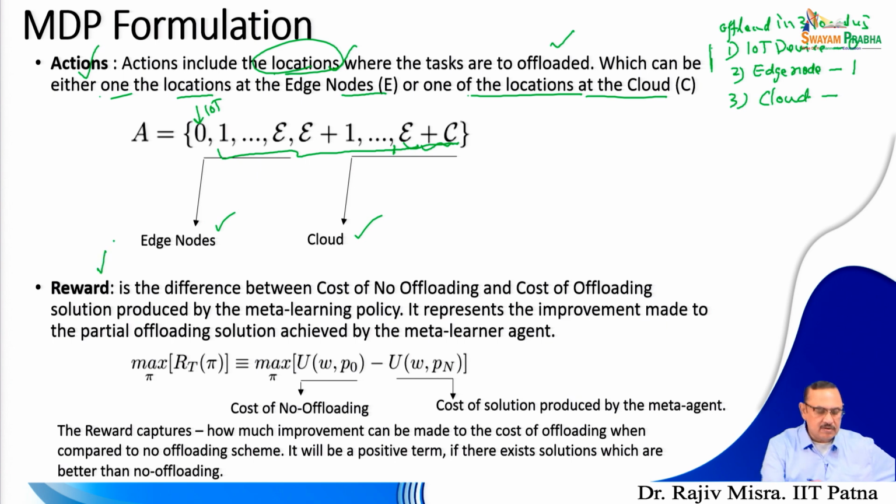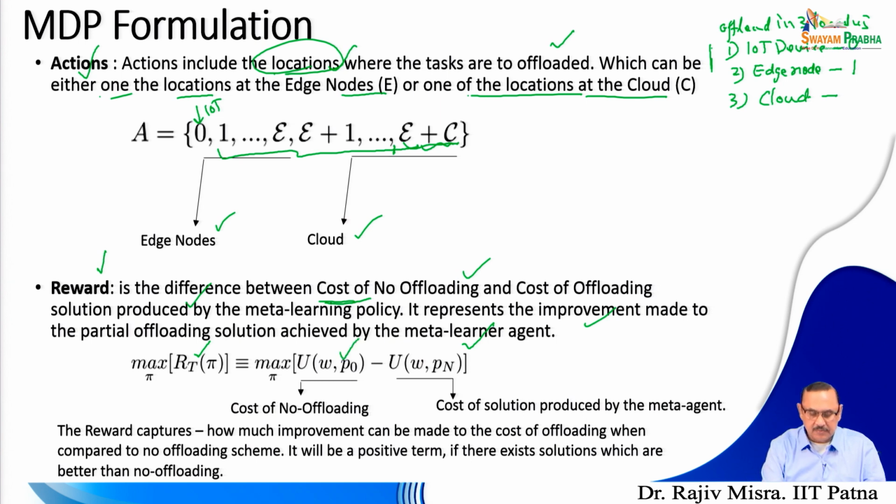Now, coming to the reward. Reward is the difference between the cost of no offloading and the cost of offloading solutions produced by the meta learning policy. So, it represents the improvement made to the partial offloading solutions achieved by the meta learner agent. Here it is expressed in this particular form, the reward function, to maximize the reward.